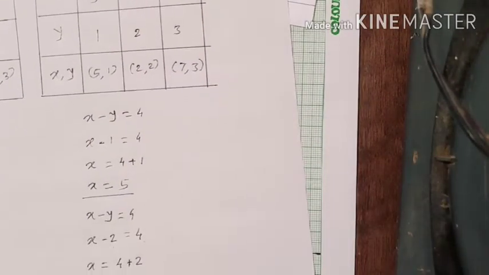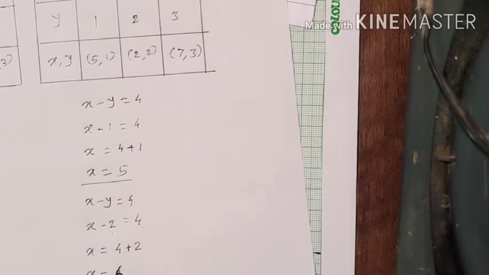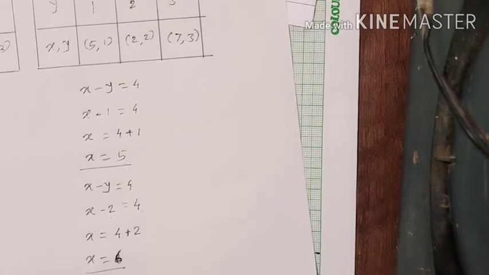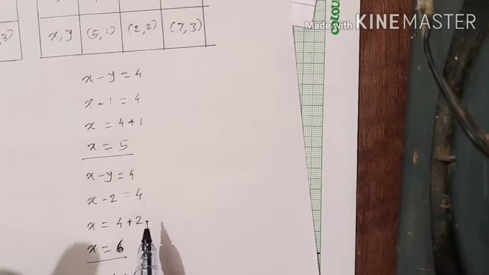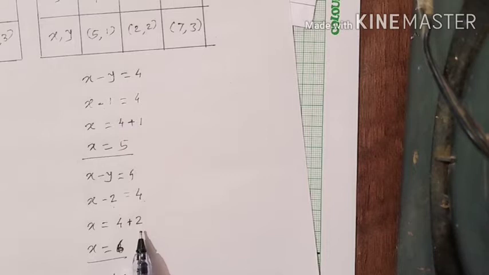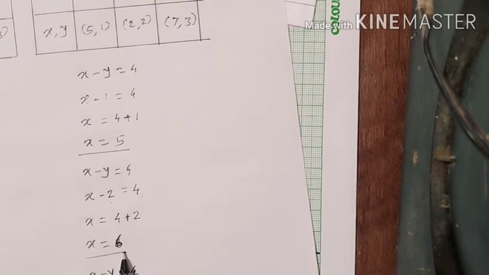Now see here, x minus y is equal to 4. It is the equation, and we are filling the second box here. We have put the value of y as 2. Therefore x is equal to 4 plus 2, and x is equal to 6 here.